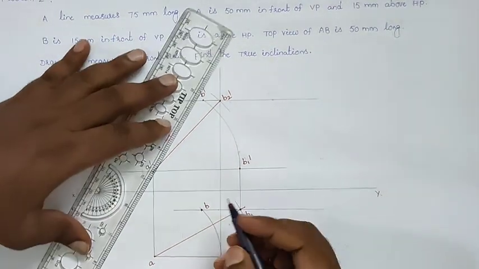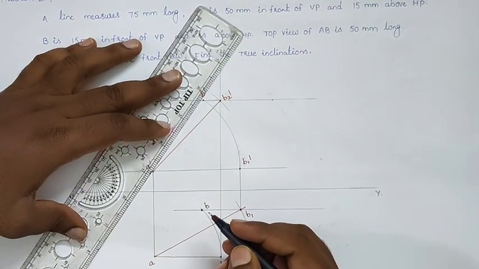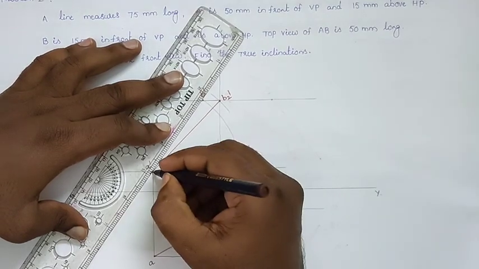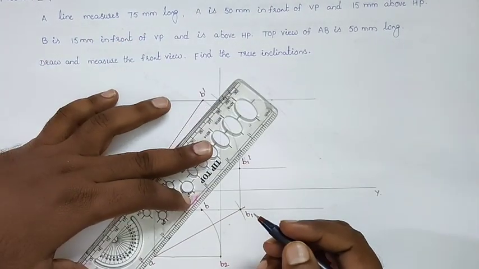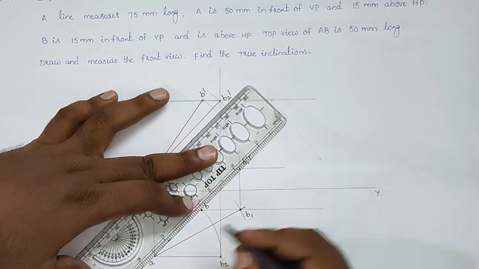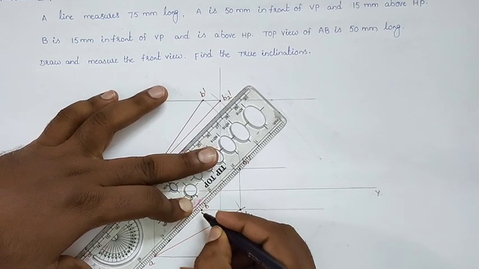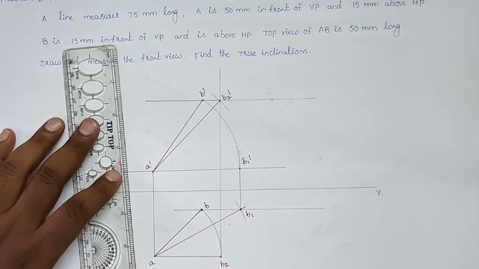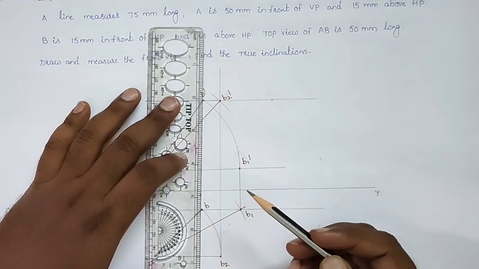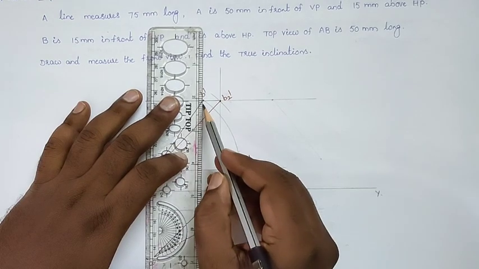Now we will join A dash and B dash. So that is our required front view of our diagram. And joining the AB line, here AB is our required top view. So like that we will get the projections. And similarly we can join B dash and B also.